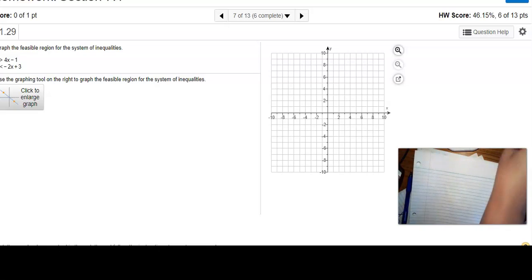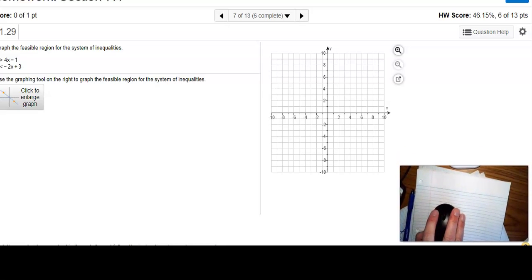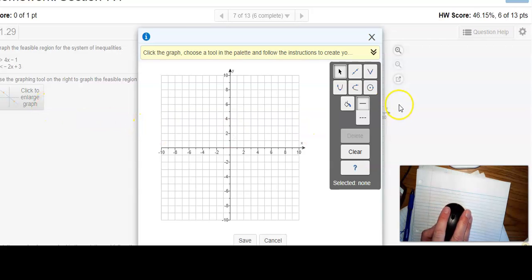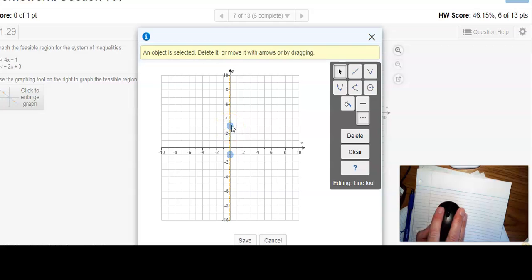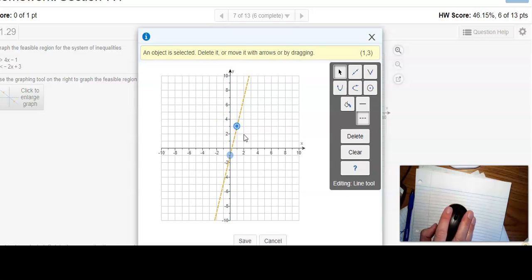So let's go over here. Let's make you smaller. There we go. All right, so we have the first line is dotted. I'm at negative 1, and I'm going to go up 4. So 1, 2, 3, 4. Oops, sorry, that was a lie. Here we go. All right, so that's the first one.